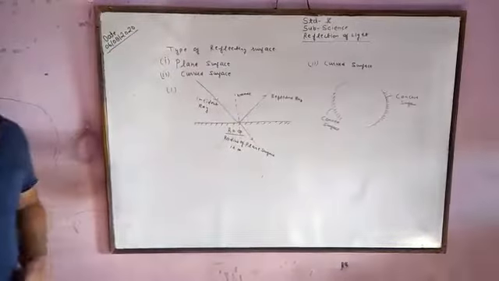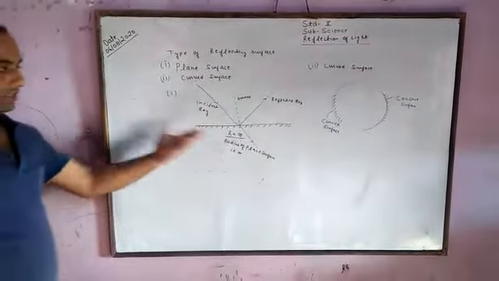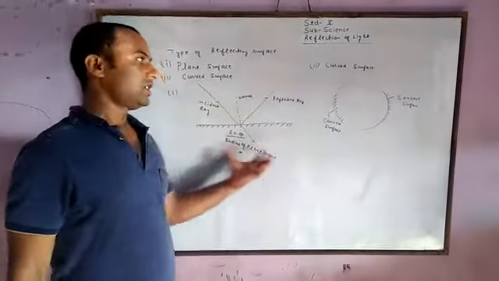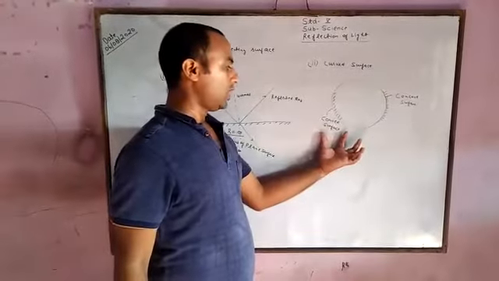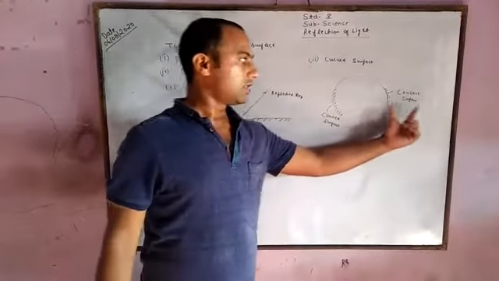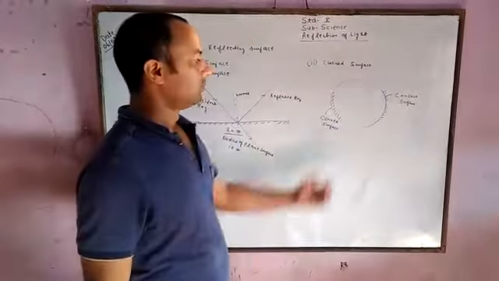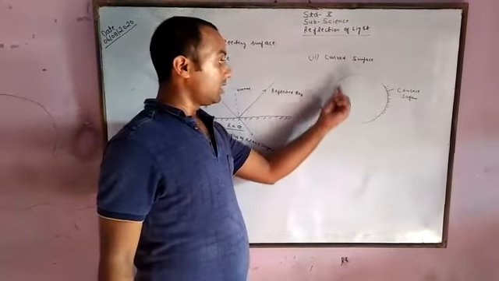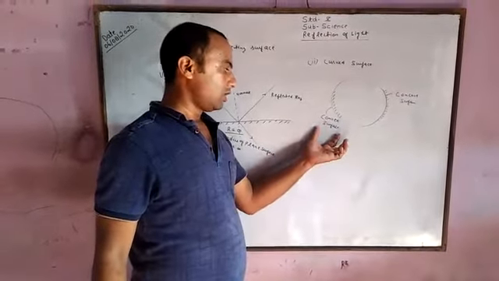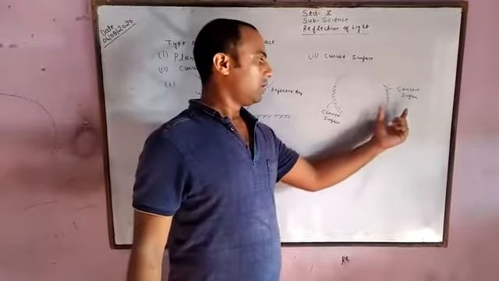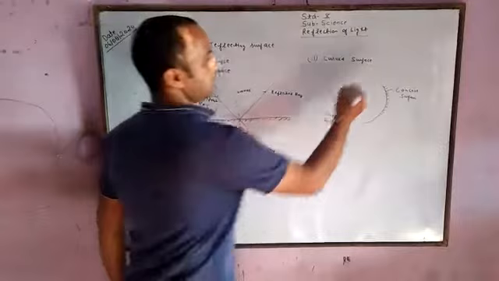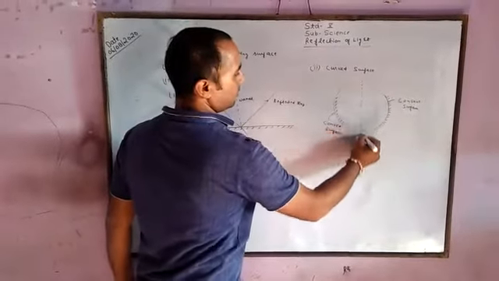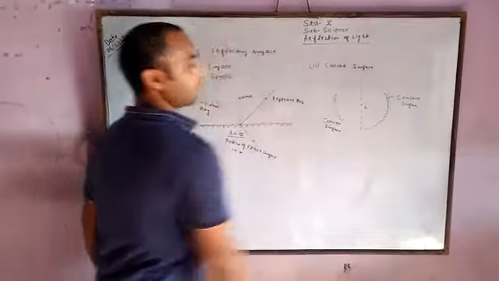Two types of surfaces are obtained. First is the plane surface, and this is the curved surface. And curved surfaces have two patterns: first is convex surface and second is concave surface. If the polishing is inside of the curvature, it is called a convex surface, and if the polishing is outside of the surface, this is called a concave surface. This is the part of the sphere, and this is the center of the sphere.